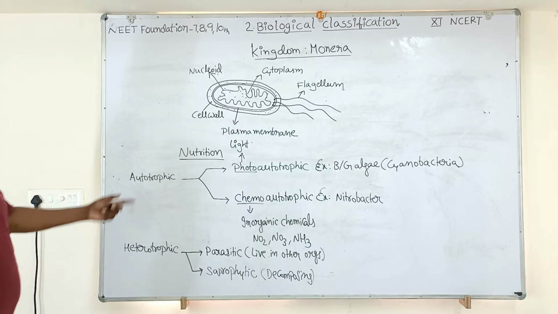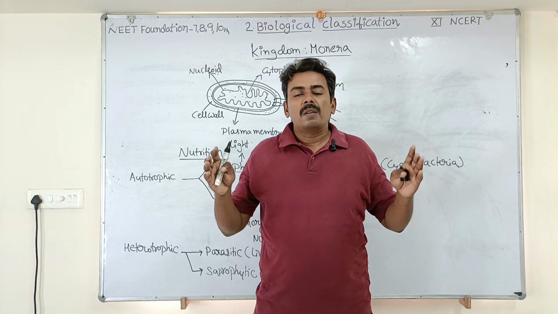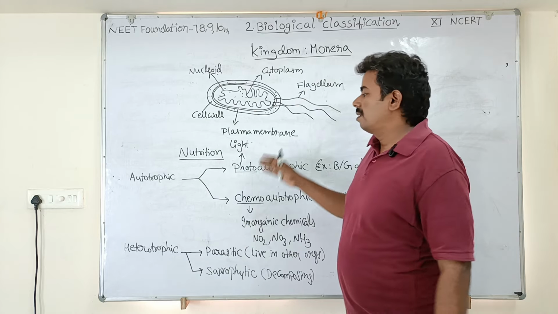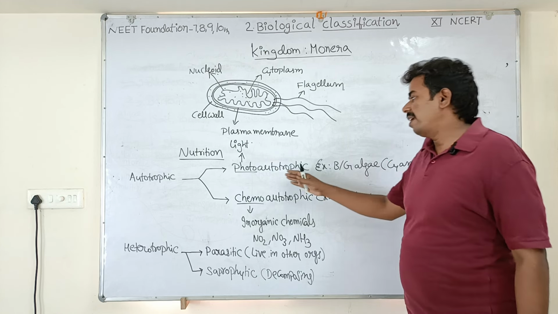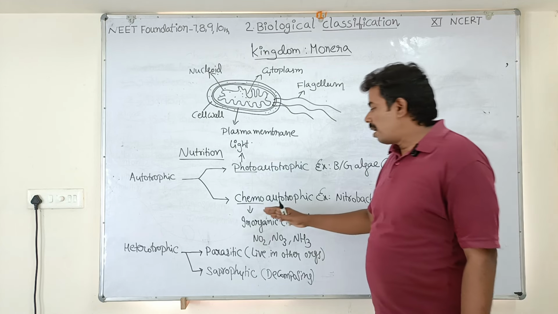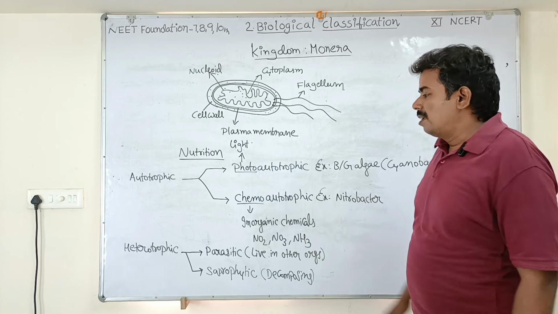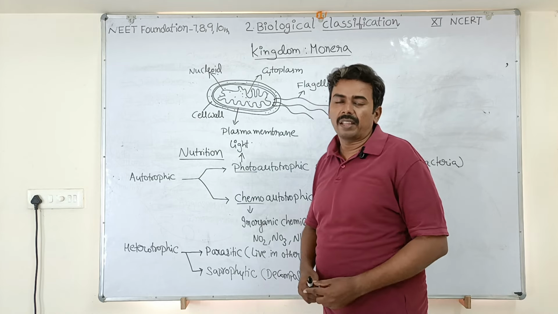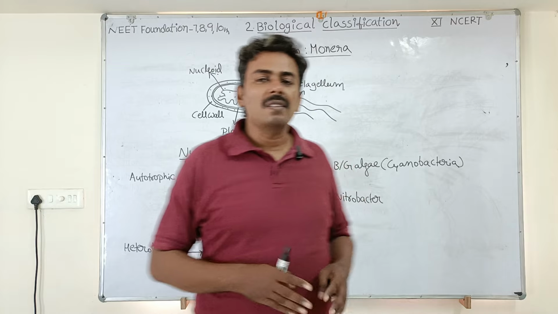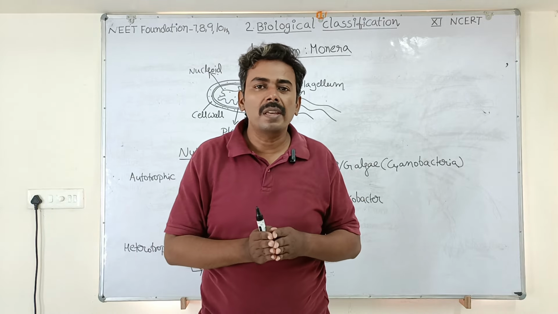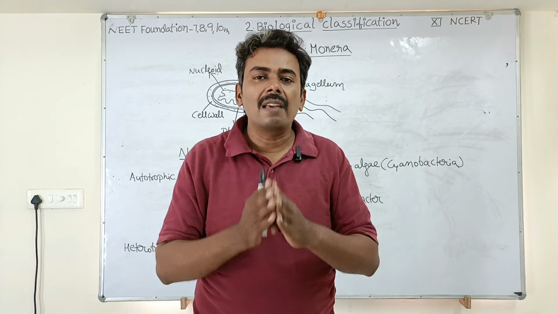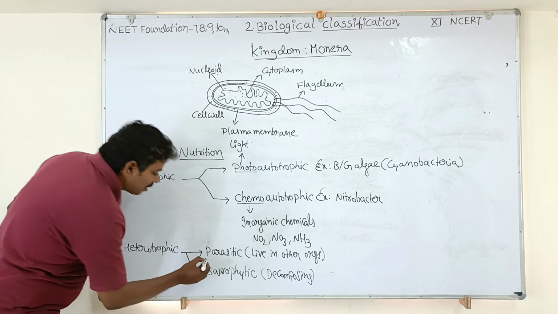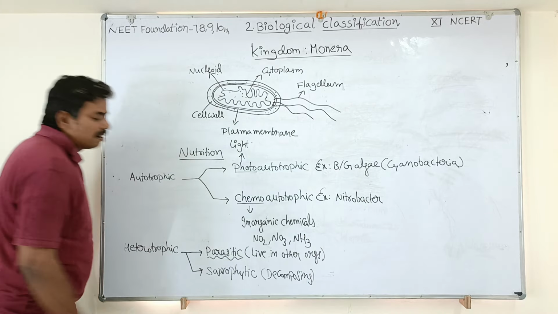So in the living world, a huge metabolic diversity is seen in bacteria because of this reason. Some of the bacteria behave as photoautotrophs, some as chemoautotrophs, some as parasites, some as saprophytes. So which group of bacteria will cause diseases? Come on students, tell me. Exactly, parasitic bacteria will cause diseases.